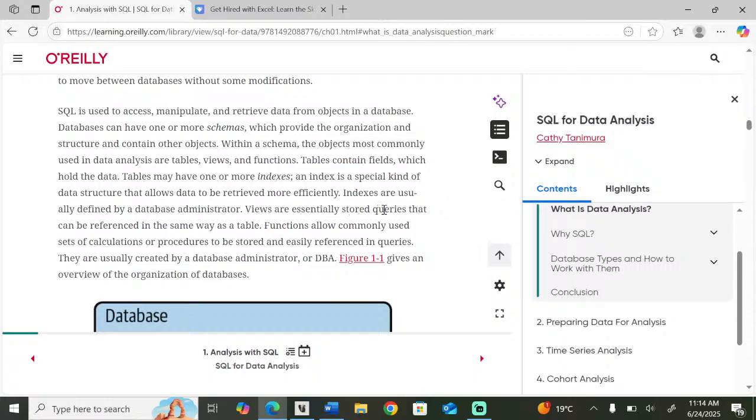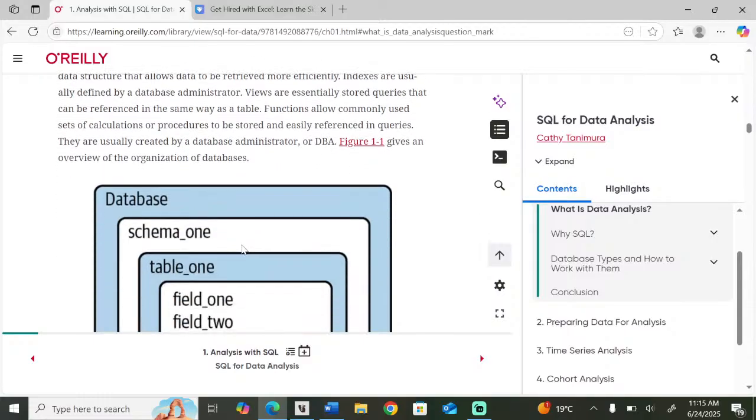Views are essentially stored queries that can be referred to in the same way as a table. Functions allow commonly used sets of calculations or procedures to be stored and easily referred to in queries. They are usually created by an administrator or DBA. So that gives an overview of the organization.